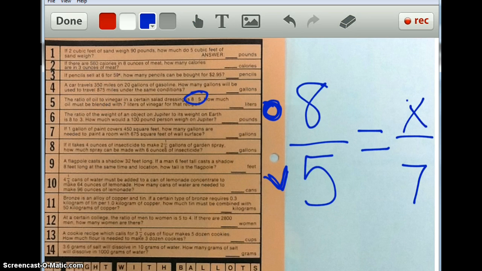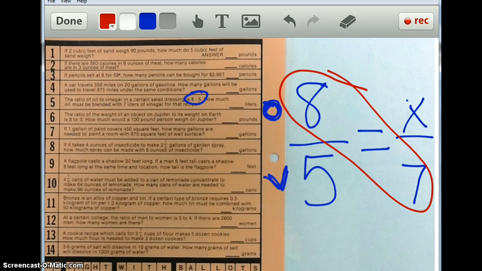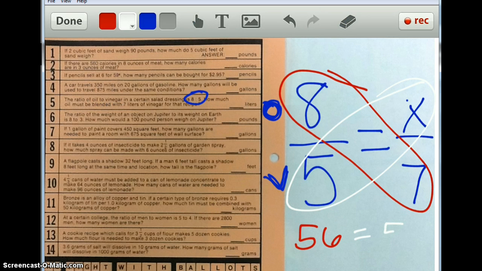I'm going to write an X up here. Then I don't see like 8/5, not nice, 5/7, not nice. So I'm going to use a cross product. What that means is I take and I go 8 times 7. So 8 times 7 is 56. Then over here, I've got equals 5 times x.